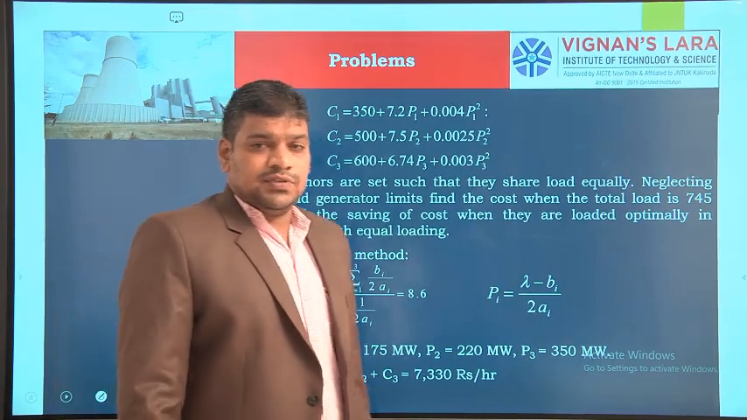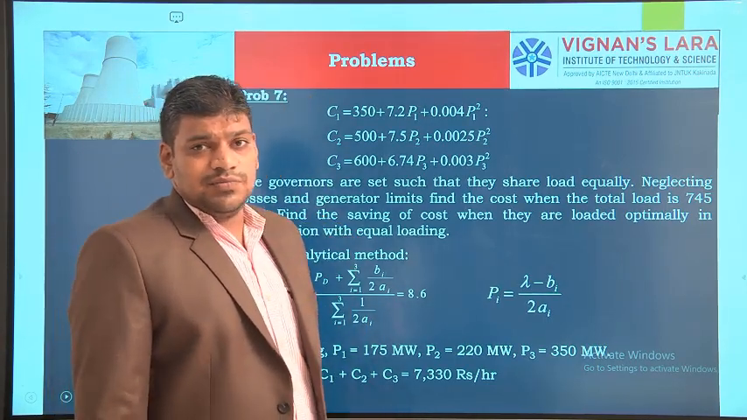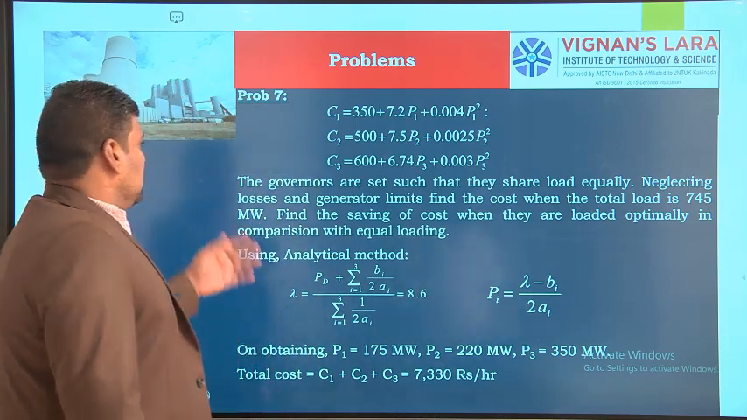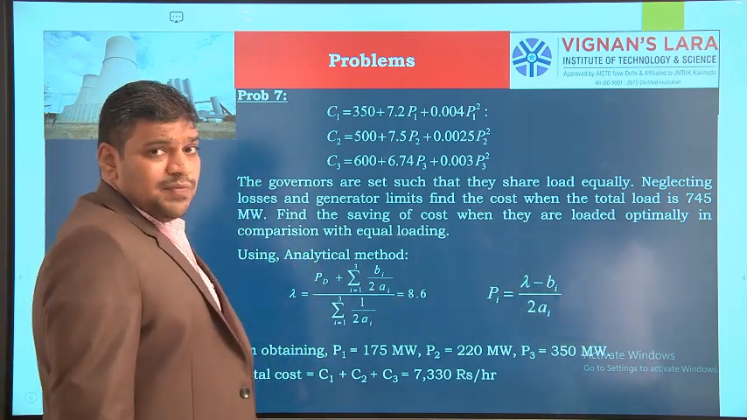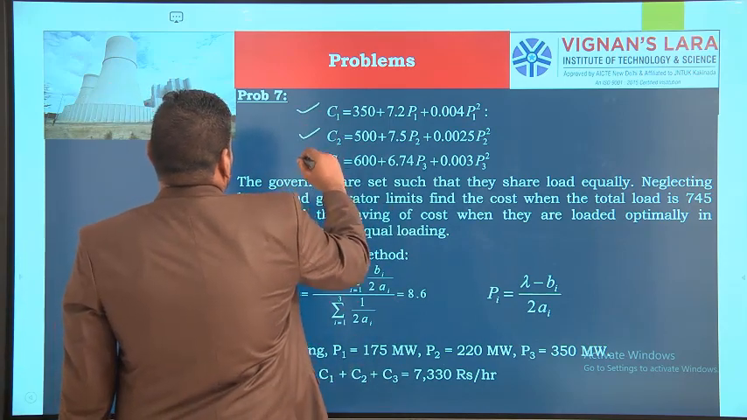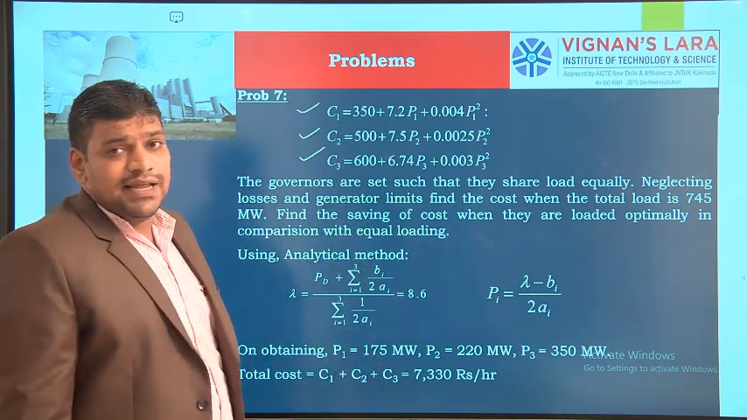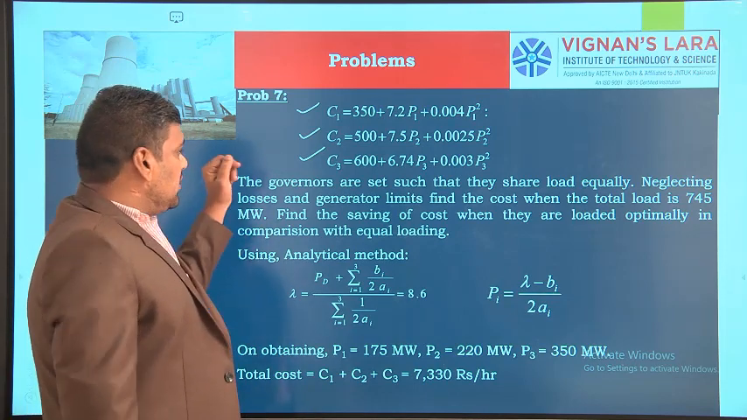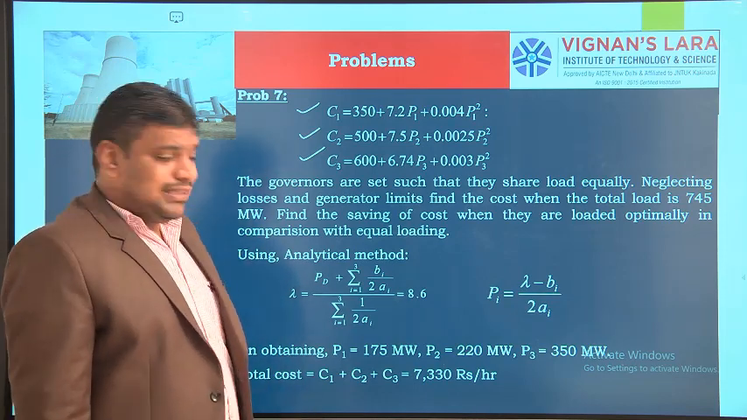Good morning. Now we are going to solve a few more problems for practice purposes. Observe this problem. The given data is the cost characteristics of three plants. We have three generating plants where the cost characteristics of three units are given.